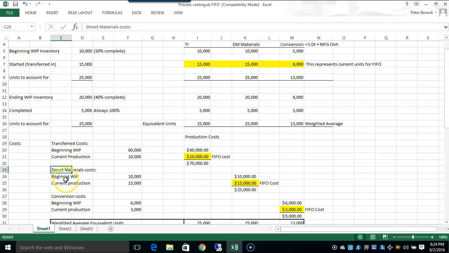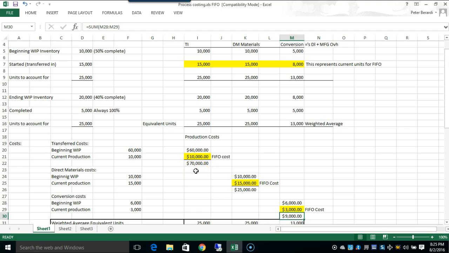Direct material costs. We are told beginning WIP direct material costs are 10,000, and current production is 15,000. They go under your direct material column, and that equals 25,000. Our conversion cost, beginning WIP is 6,000, current production is 3,000. We put them under the conversion column for a total of 9,000.